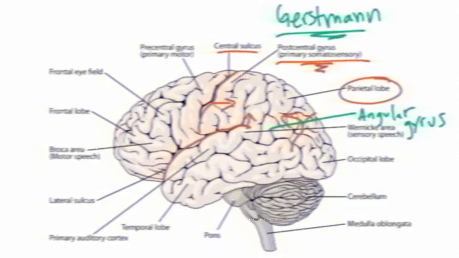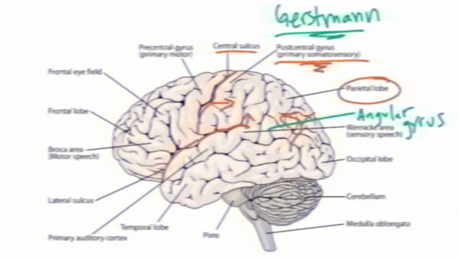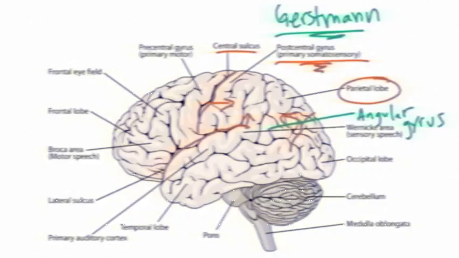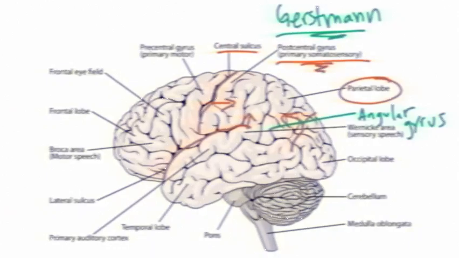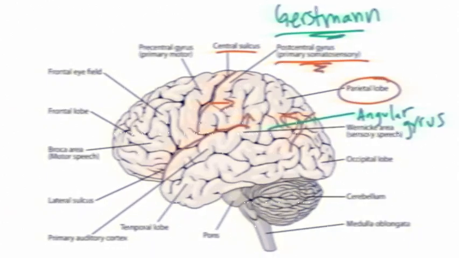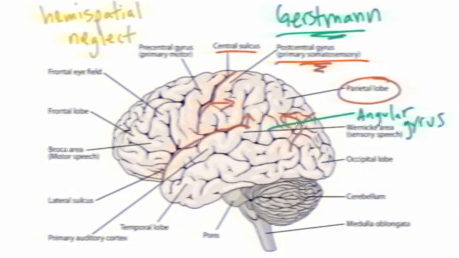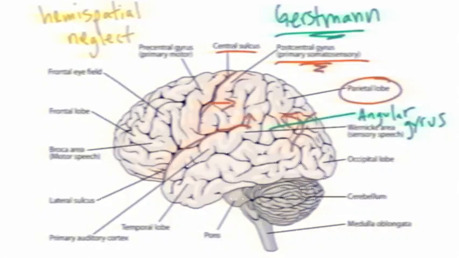It's also important to know that damage to the non-dominant parietal cortex and the dominant parietal cortex will result in different symptoms. If the non-dominant parietal cortex is damaged, then the patients will experience something called hemispatial neglect. Let me write that out. Hemispatial neglect. This is a disorder where the patient has a deficit in awareness to one side of space.